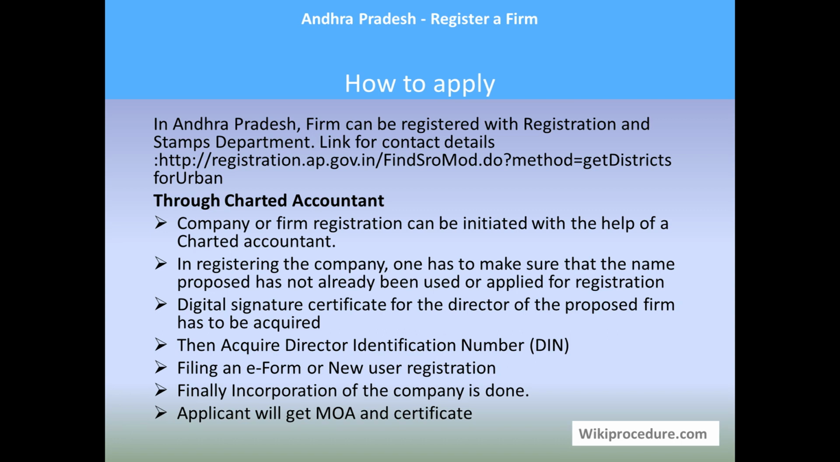Digital signature certificate for the director of the proposed firm has to be acquired. Then acquire the director identification number, shortly known as a DIN. Then file an e-form or new user registration. Finally, incorporation of the company is done. Applicant will get the MOA and certificate. So applying through a chartered accountant is a very direct and useful way without any mistakes.